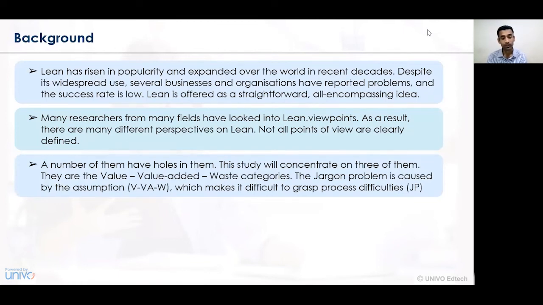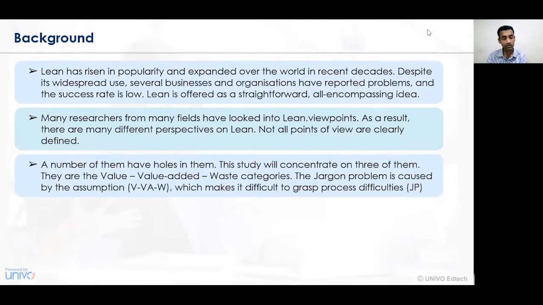This particular case study will focus on how we concentrate on three of them, and those three components are value, value added, and waste categories. So these are the three components which have been studied in this particular case study. That is the value, the value that has been added, and the waste categories.